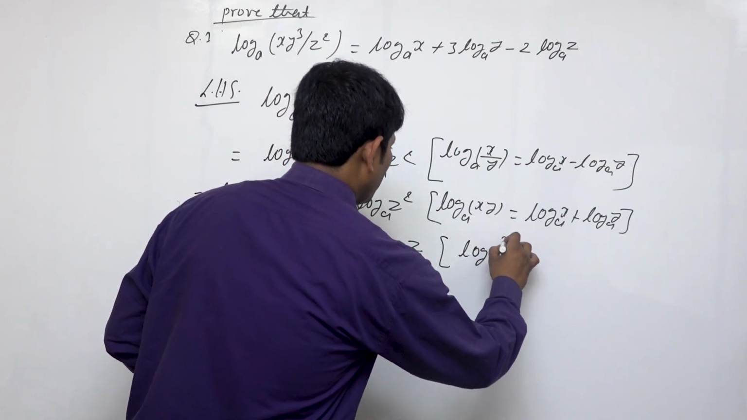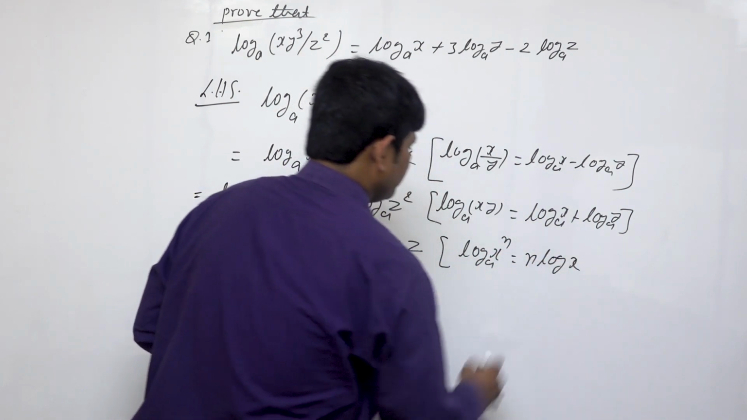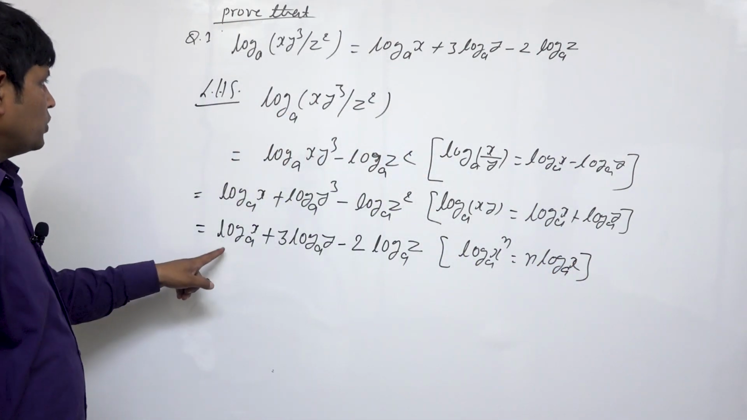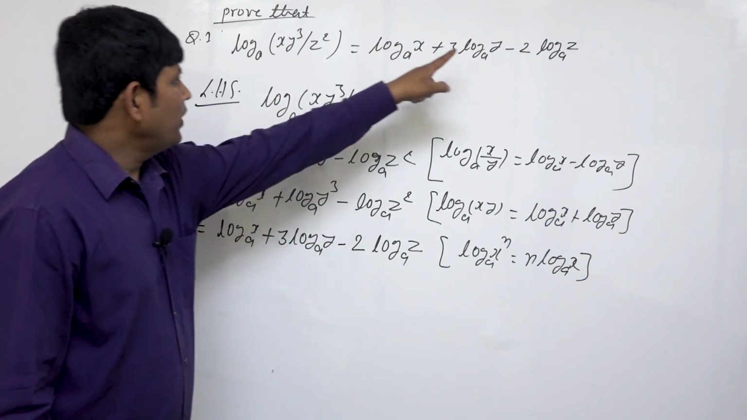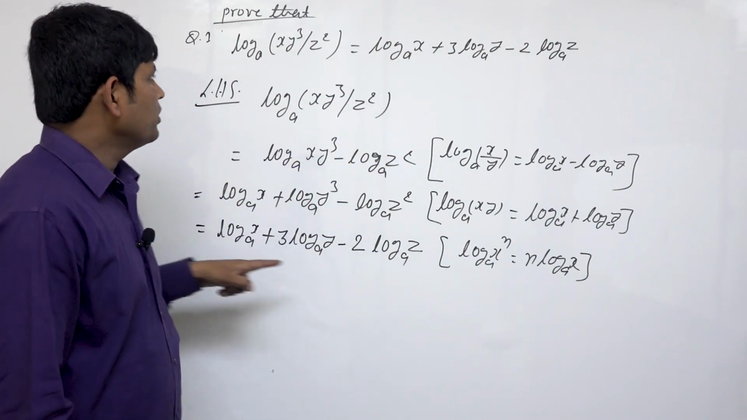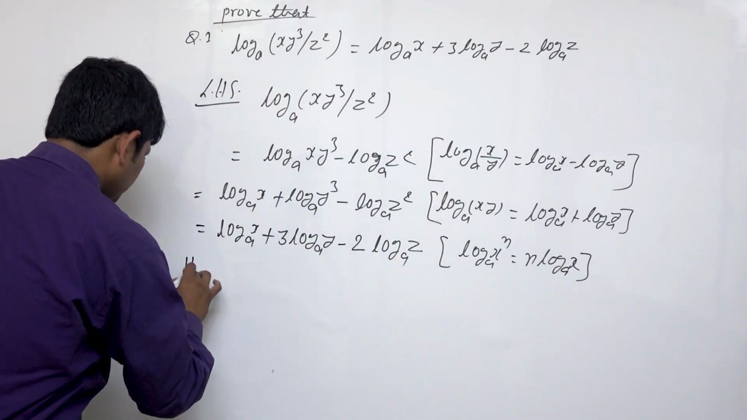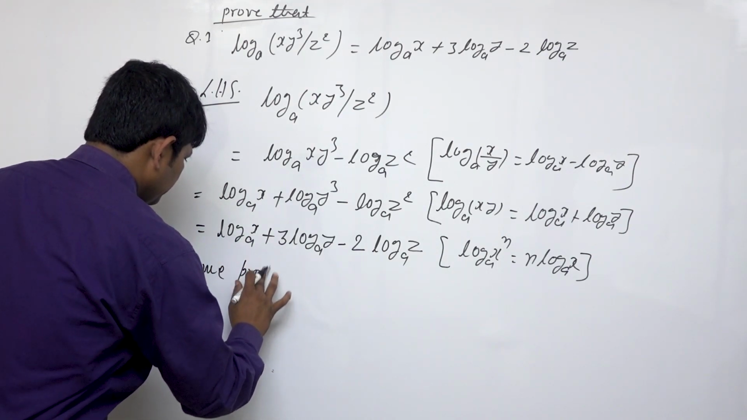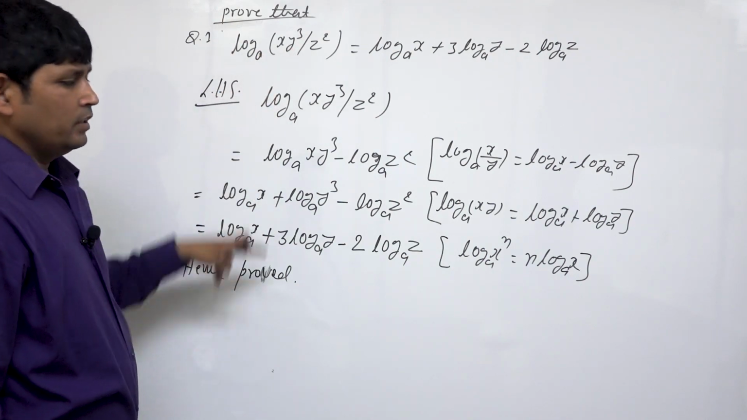Log x to the power n to the base a is equal to n log of x to the base a, any base. So this way, log of x to the base a plus 3 log of y to the base a minus 2 log of z to the base a. So this way we proved RHS, hence proved. So this way we can prove this question.